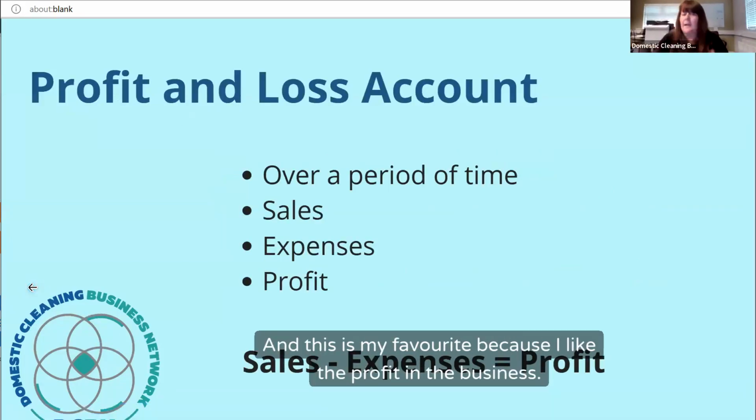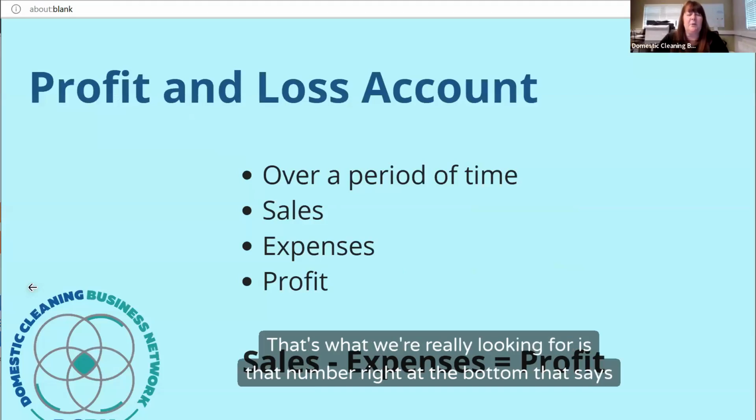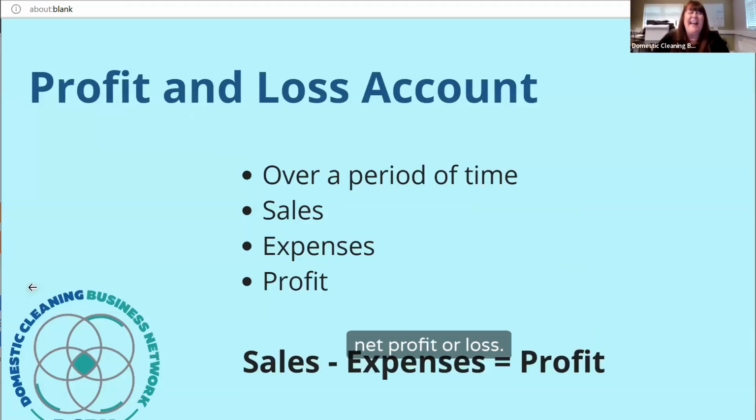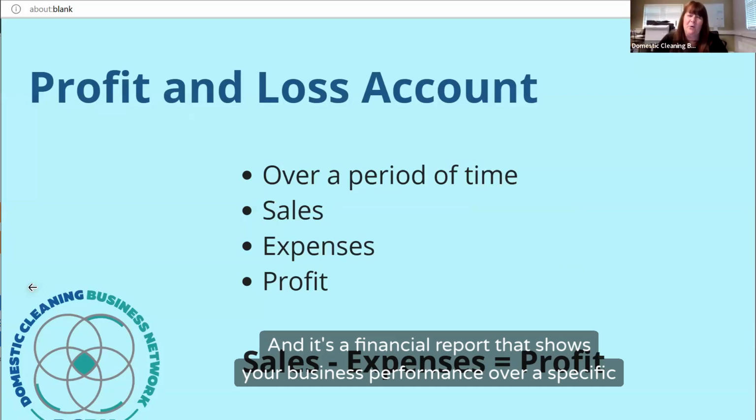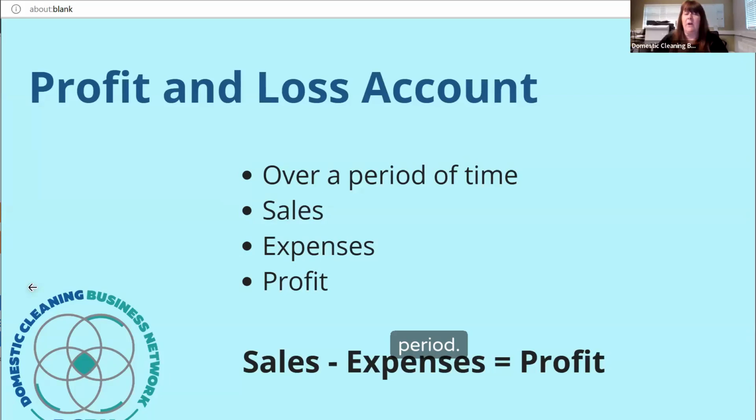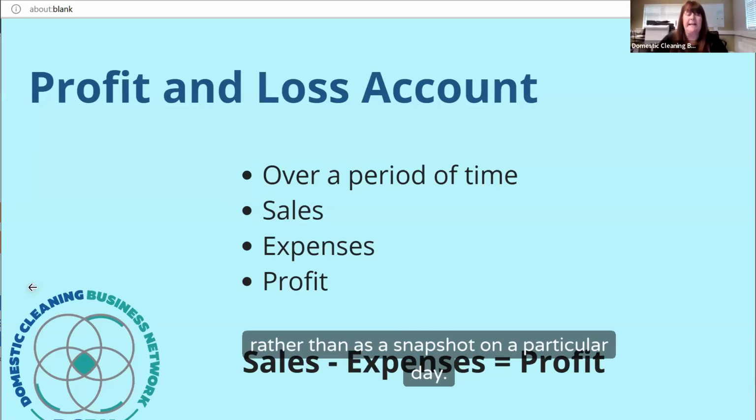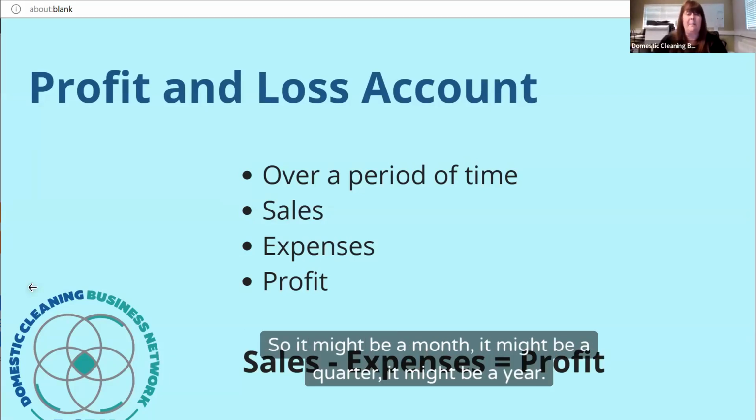And this is my favorite because I like the profit in the business. That's what we're really looking for, is that number right at the bottom that says net profit or loss. And it's a financial report that shows your business performance over a specific period rather than as a snapshot on a particular day. So it might be a month, it might be a quarter, it might be a year.